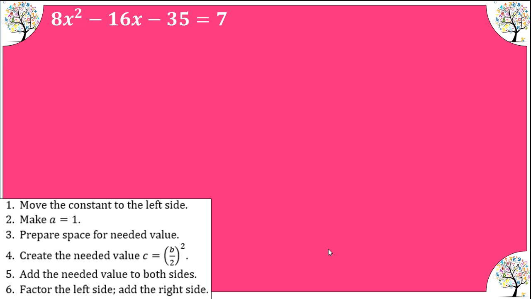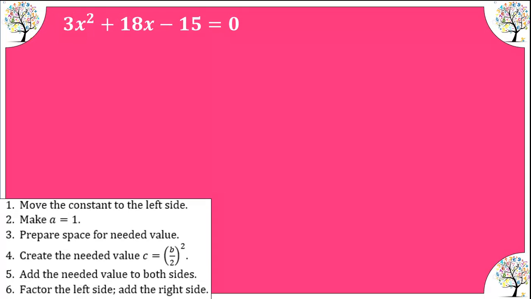Okay, here are a few more examples for those that may need a little bit more practice. So remember, we need to get this minus 35 on the right side to make space for our perfect square trinomial. So we're going to add 35 to both sides.